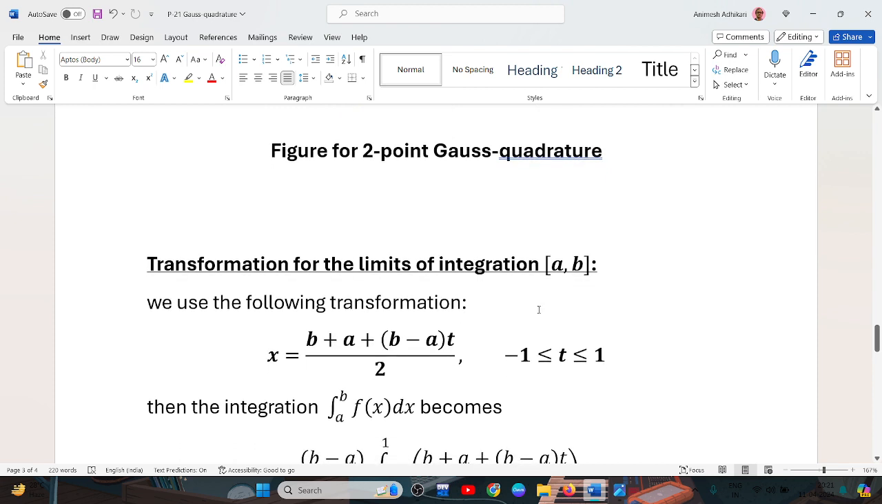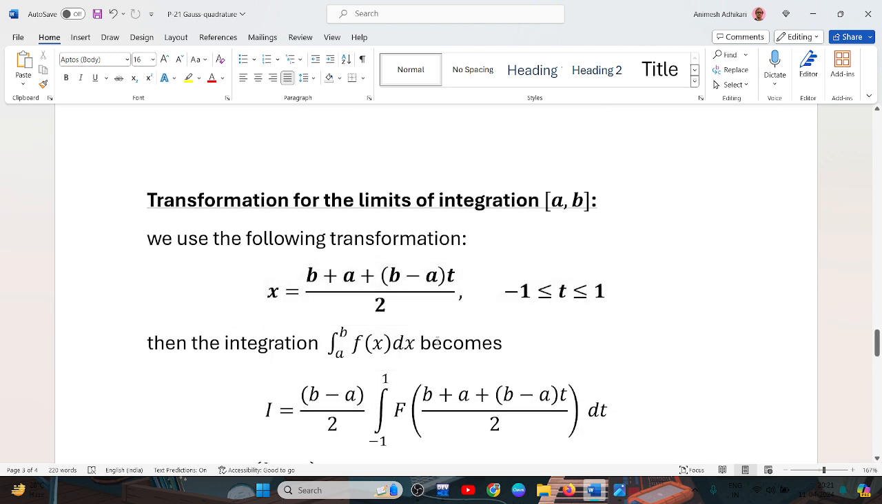Now the transformation of the limits of integration, if the limits are other than minus 1 to 1. If the integral is from a to b of f(x) dx, then we use the following transformation: x equals (b plus a plus (b minus a) t) divided by 2, where t is in the limits minus 1 to 1. So the integration from a to b of f(x) dx becomes (b minus a) by 2 times the integration from minus 1 to 1 of f((b plus a plus (b minus a) t) divided by 2) dt.